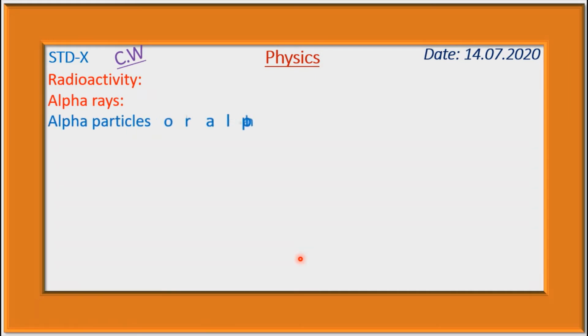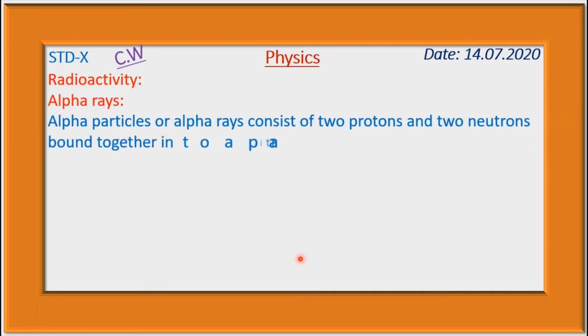Alpha rays. Alpha particles consist of two protons and two neutrons bound together into a particle identical to a helium-4 nucleus. That is, an alpha particle has 2 protons and 2 neutrons, and we know in a helium atom there are 2 protons, 2 neutrons, and 2 electrons. In the nucleus of helium there are 2 protons and 2 neutrons, and alpha particles also consist of 2 protons and 2 neutrons. Therefore alpha particles are known as helium-4 nuclei.